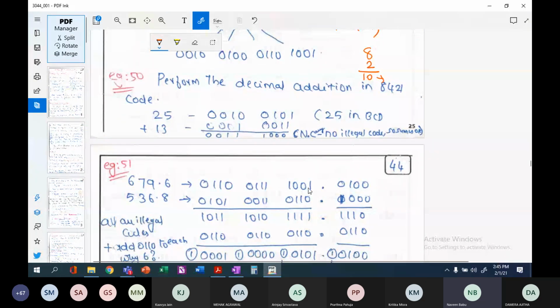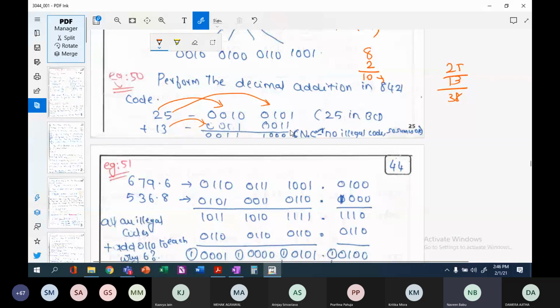Now, what is the binary coded decimal of 25? 2 is represented as 0010. 5 is represented as 0101. In 13, 1 is represented as 0001 and 3 is represented as 0011. When you add these two things, let us do it manually also. What is 25 plus 13? It is 38. So 38 must be the answer.